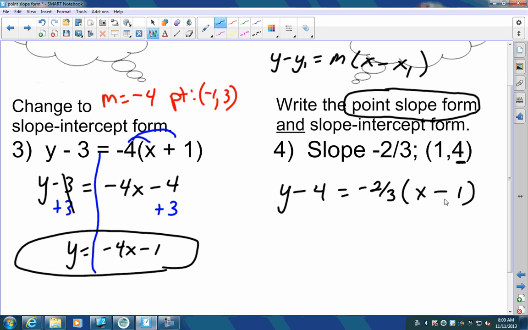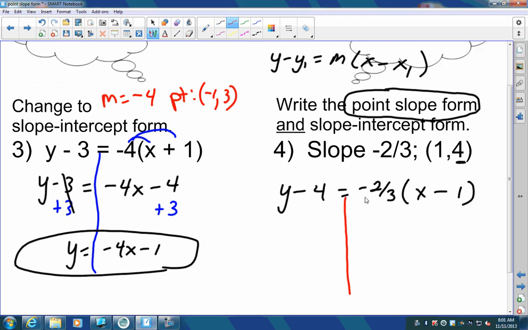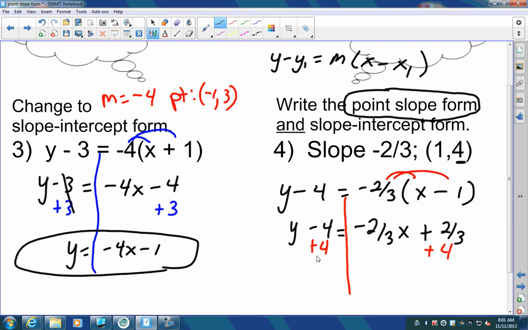Now take this and rewrite it into slope-intercept form. So let's move it around like we did on number 3. Do that now. So we start with the distributive property. I have y minus 4, negative 2/3 times x, negative 2/3 x. Negative 2/3 times negative 1 is positive 2/3. Now add 4 to each side. y equals negative 2/3 x plus 4 2/3.